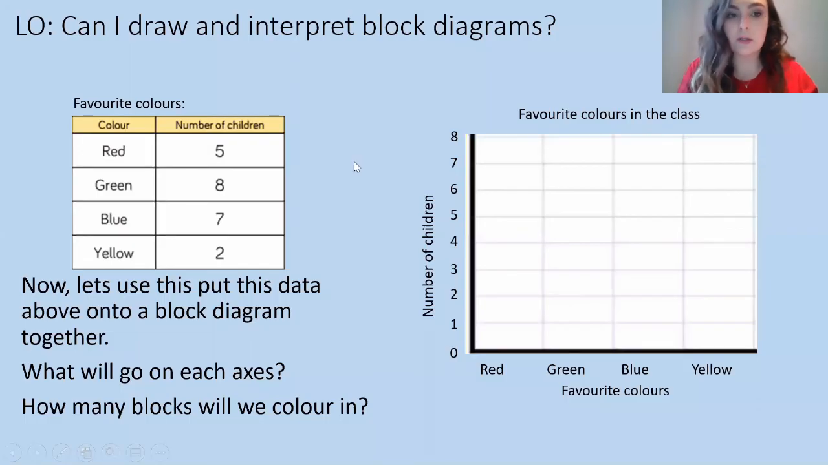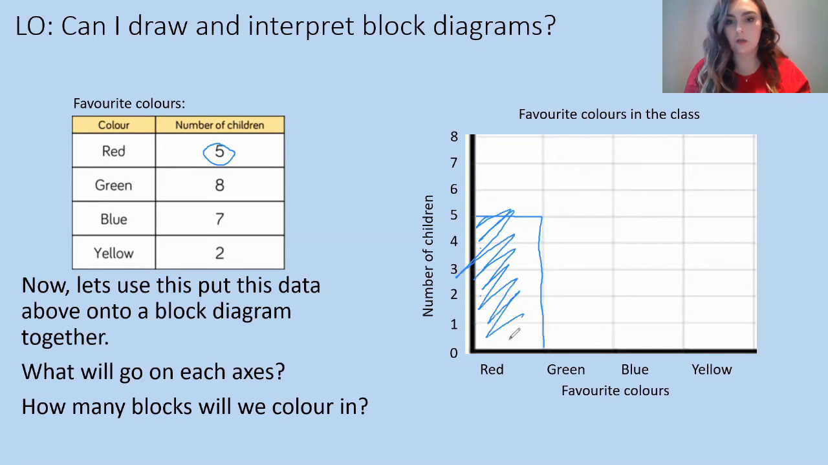So now what we're going to try and do is input the data of the favourite colours from here onto our block diagram. We're going to start with looking at red. We can see that 5 children liked red. So I'll count up 1, 2, 3, 4, 5. So I need to go up to here, and then I can colour in this much as 5 children chose red. And I'm going to do the same again for each of the other colours.